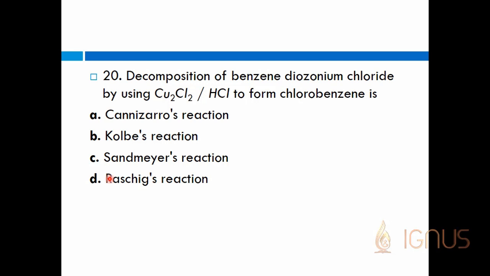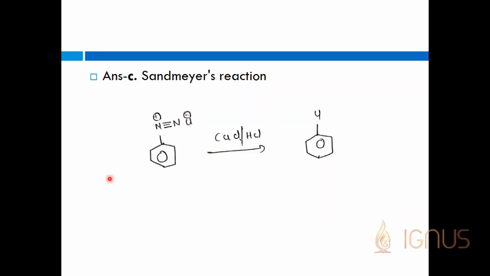Let us discuss the solution for this question. Answer is Sandmeyer's reaction. Conversion of diazonium chloride to chlorobenzene in the presence of CuCl and HCl is known as Sandmeyer's reaction.